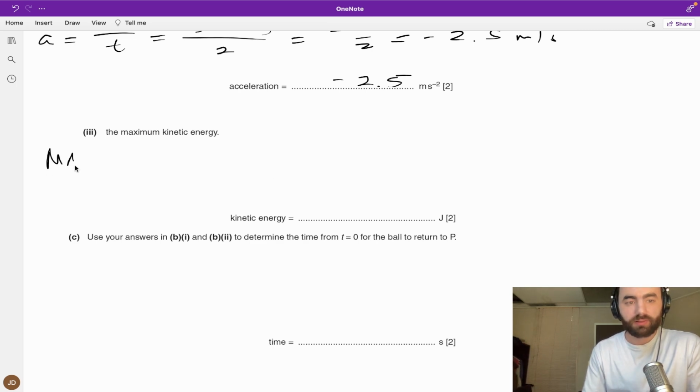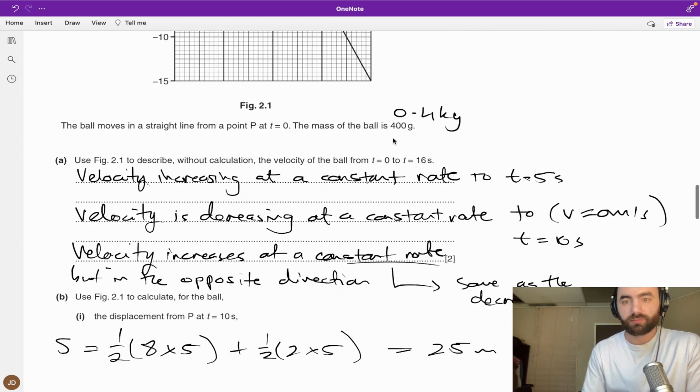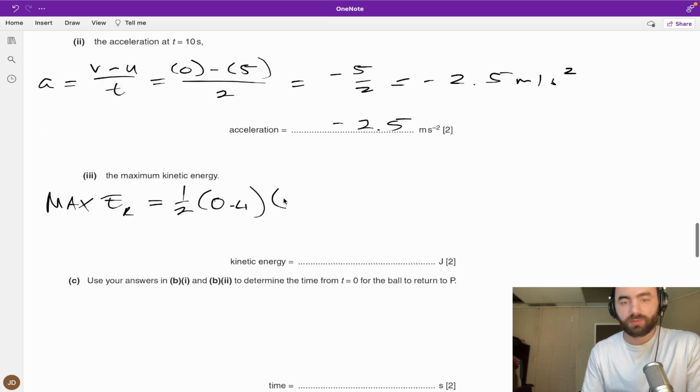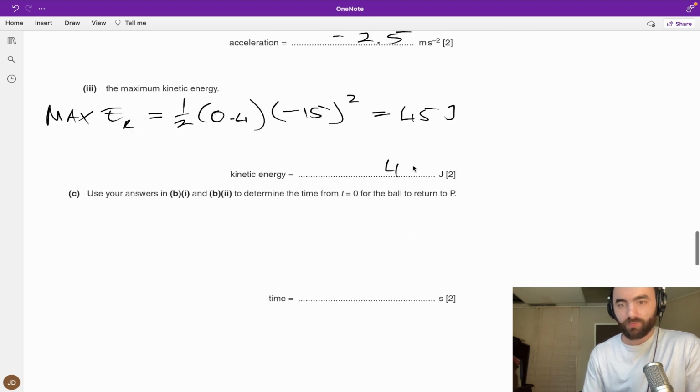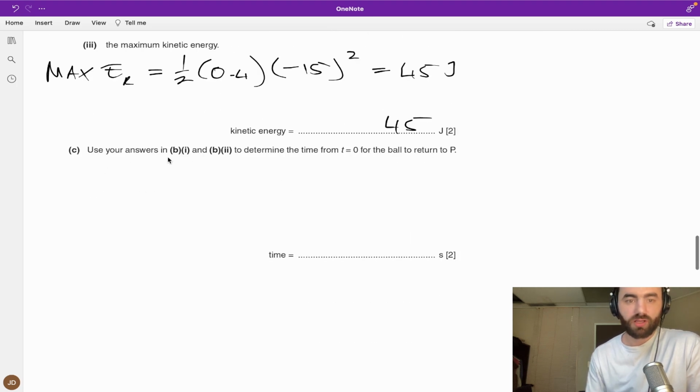So max EK is just going to be half times the mass, which was 0.4, which they gave to us, times minus 15 squared, which equals minus 15 squared times 0.4 divided by 2, 45. 45 joules. Finally, use your answer.